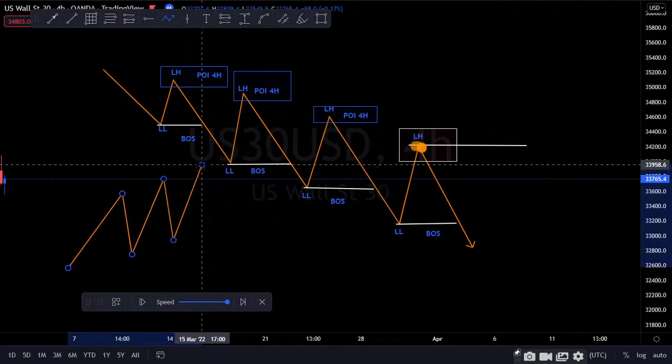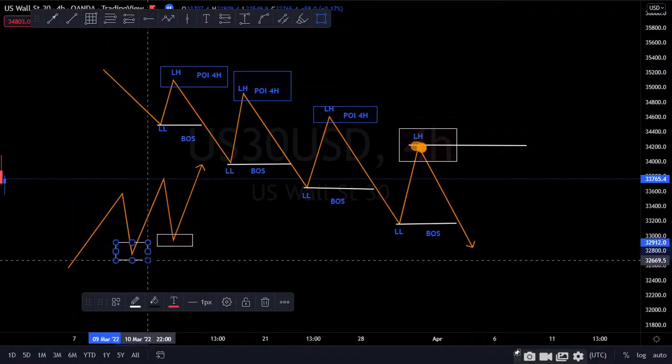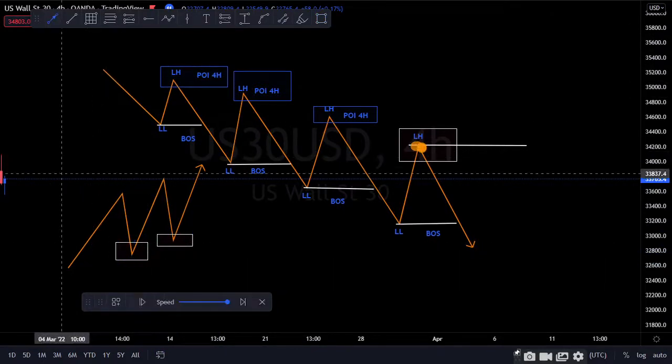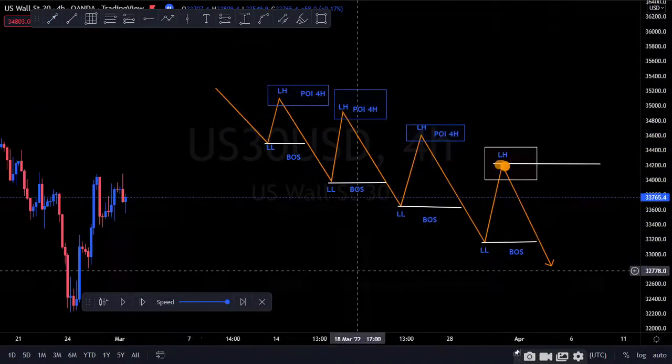In terms of bullish, we have demand zones. So these areas, the POI areas, become the demand zone. This place is a demand zone. This place is a demand zone. So let's move on to the bearish.